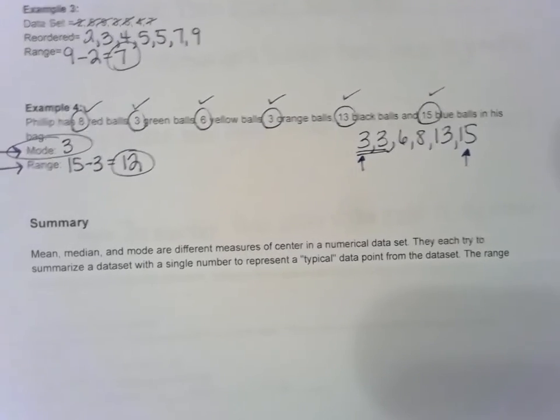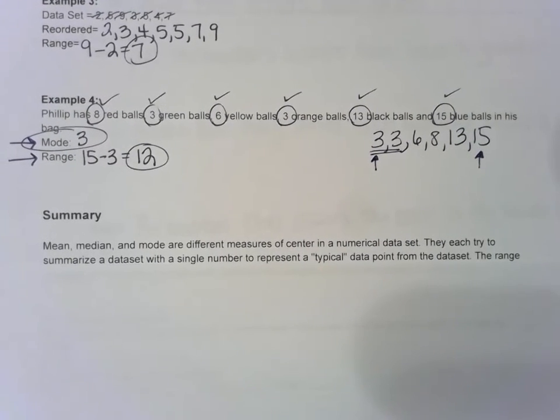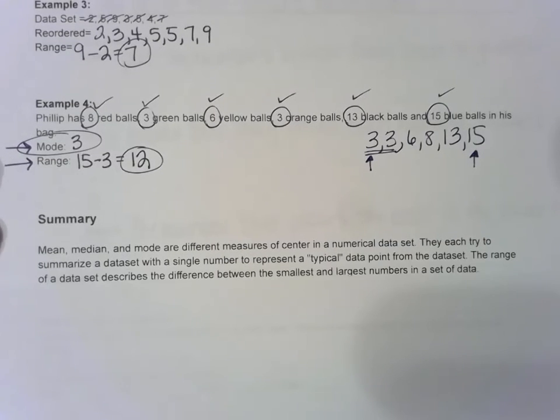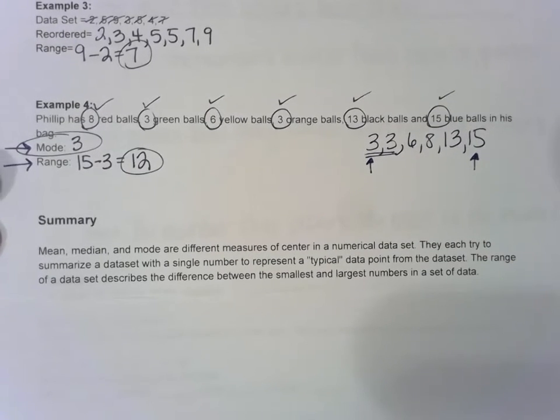Right. So in summary, mean, median, and mode are different measures of center in a numerical data set. They each try to summarize that data set with a single number to represent a typical data point from the set. The range of the data set describes the difference between the smallest and largest numbers in a set of data.